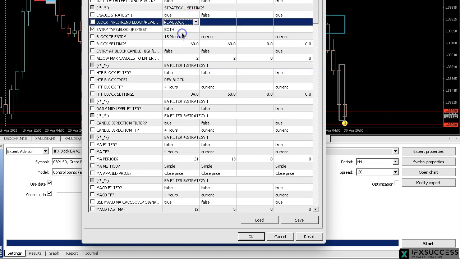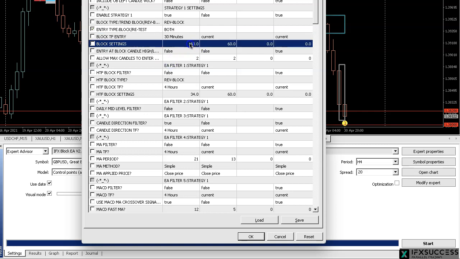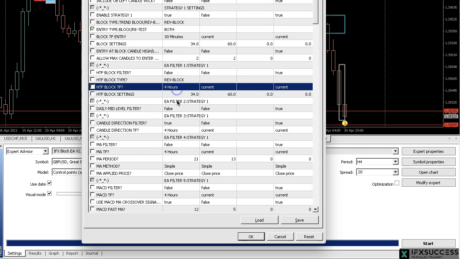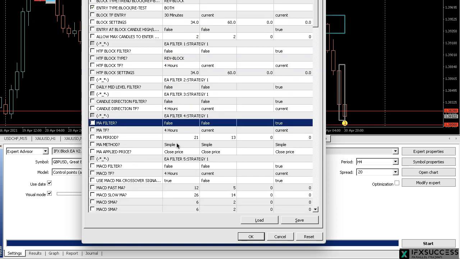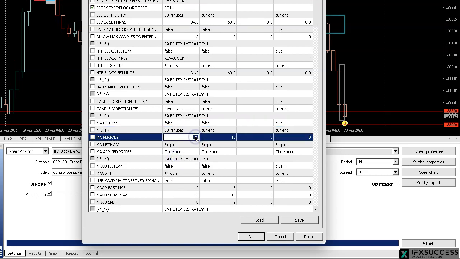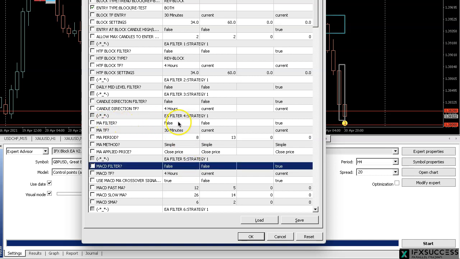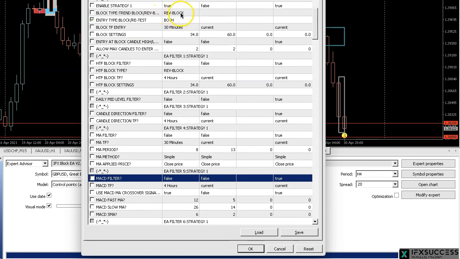You can choose another time frame. Let's say if you want to choose 15 minutes or 30, half an hour, maybe we can change this a little bit, in case it's going too much. I want to change this to 8. What this means is that I'm telling the robot, enter on a reversal block on 30 minutes with the 34 settings, meaning more entries, right?